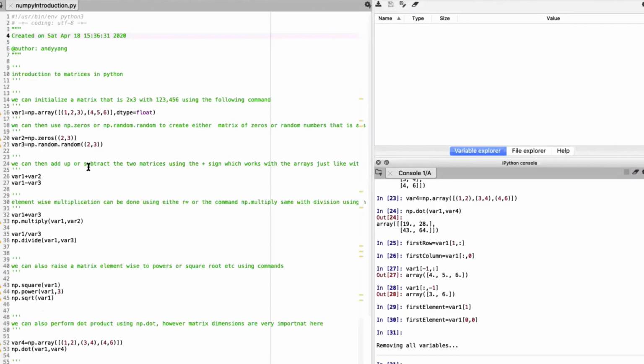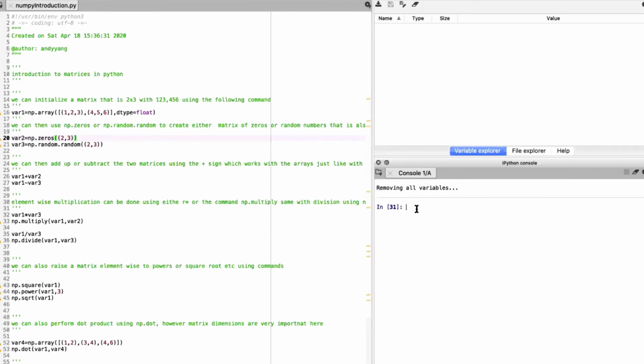All right, these are basically a bunch of very basic commands, and I also annotated it so you can see I comment what I'm doing each time. So I'll read what I wrote. We can initialize a 2 by 3 matrix with 1, 2, 3 and 4, 5, 6 using the following command. Don't worry too much about this, but since NumPy is a package, you have to import numpy, and then we call it np. Oh, sorry, that's wrong. Import numpy as np. There we go.